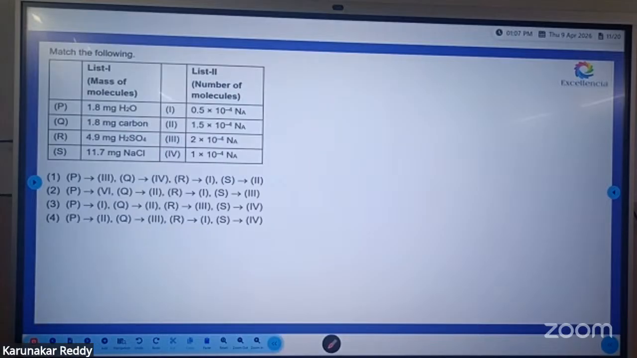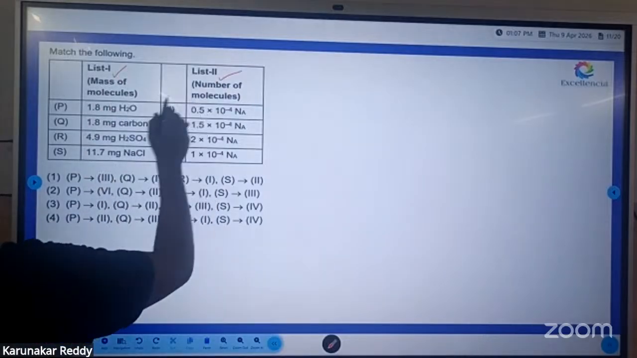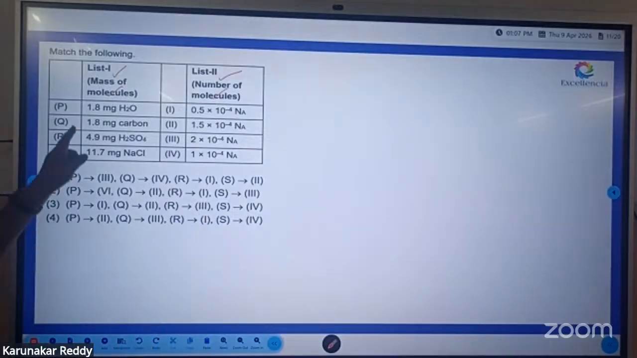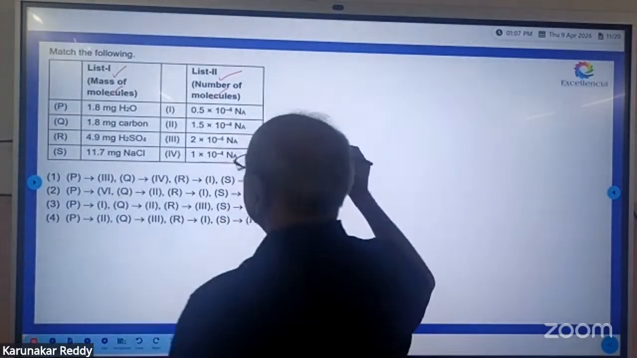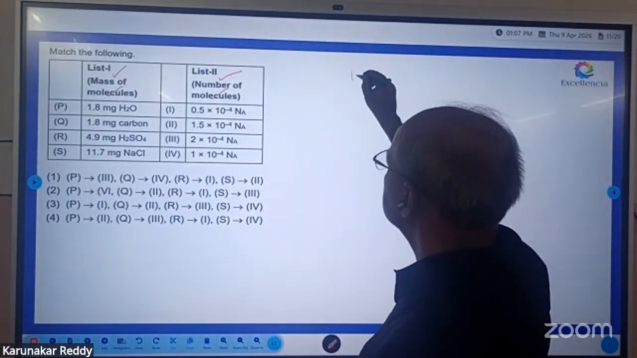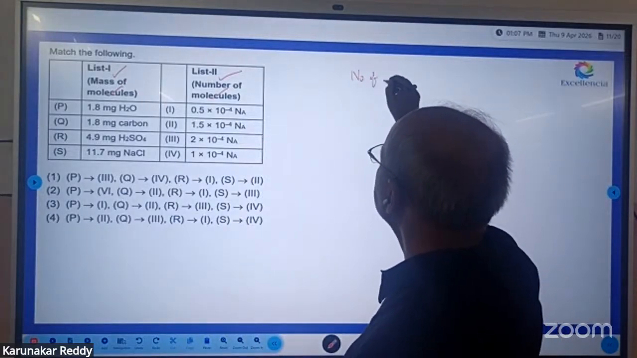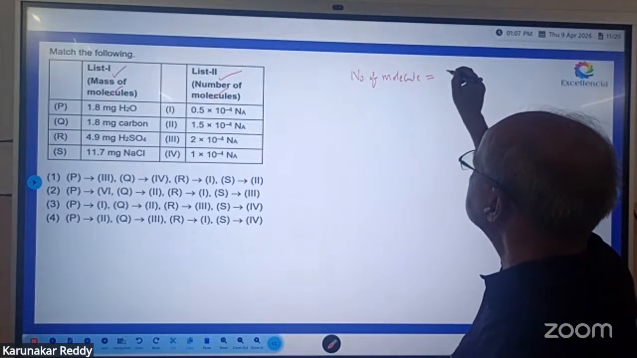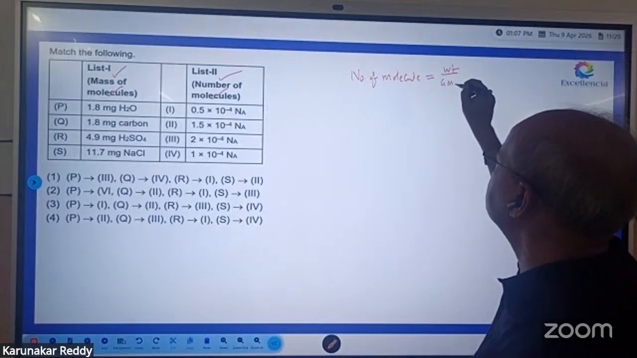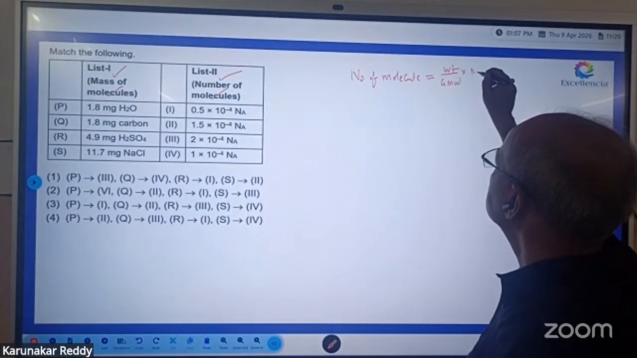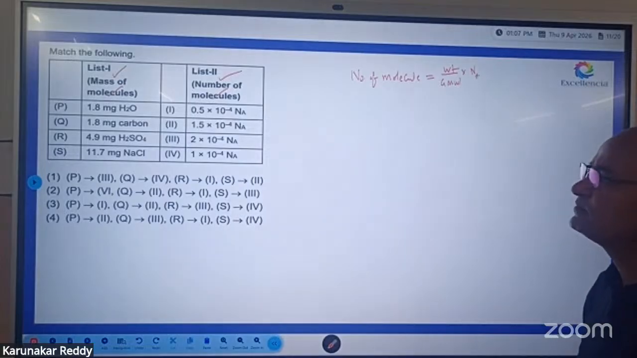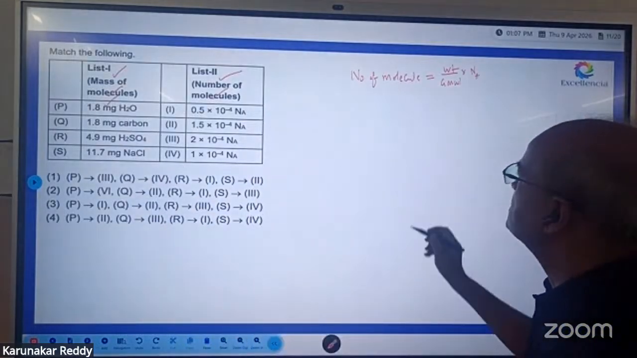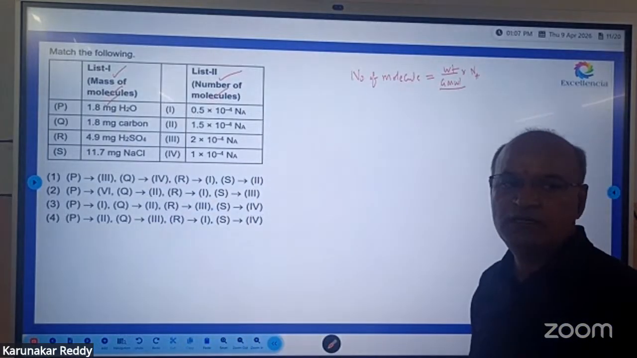Next one. They gave us a list 1 and a list 2. In this, mass of molecules is given and the number of molecules are here. This is very simple. In order to calculate the number of molecules, number of molecules is equal to weight upon gram molecular weight into Avogadro's number. Now they gave us milligrams, so we have to convert that into grams because we are going to use the gram molecular mass.